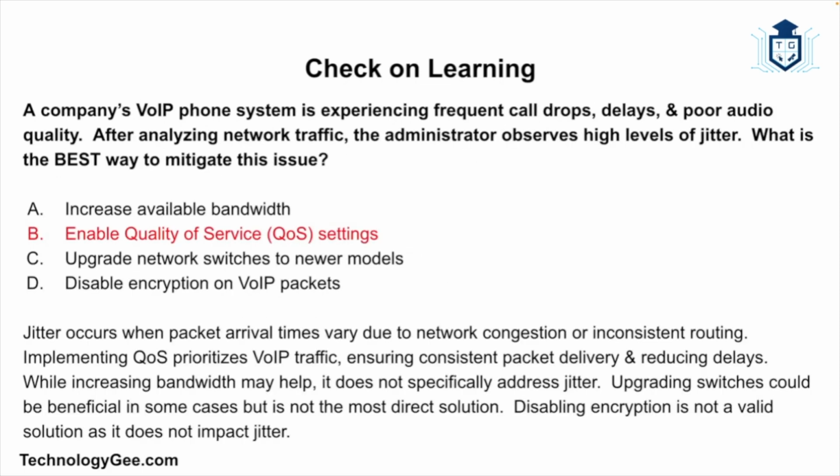And the correct answer is to enable QoS settings. Jitter occurs when packet arrival times vary due to network congestion or inconsistent routing. Implementing QoS prioritizes voice over IP traffic, ensuring consistent packet delivery and reducing delays. While increasing bandwidth may help, it does not specifically address jitter. Upgrading switches could be beneficial in some cases, but it is not the most direct solution. And disabling encryption is not a valid solution as it does not impact jitter.